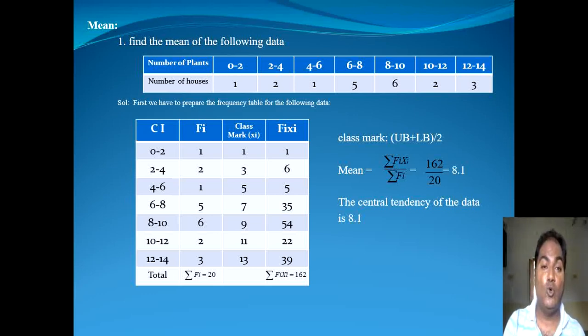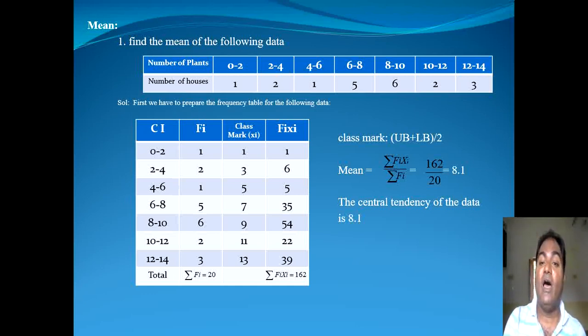We see that 0 to 2: number of plants 0 to 2 are in how many houses? One house. 2 to 4 are in two houses. 4 to 6 are in one house. So we find the class mark for mean. Class mark is (0 plus 2) by 2, (2 plus 4) by 2. The class mark, as I said, is upper boundary plus lower boundary by 2.